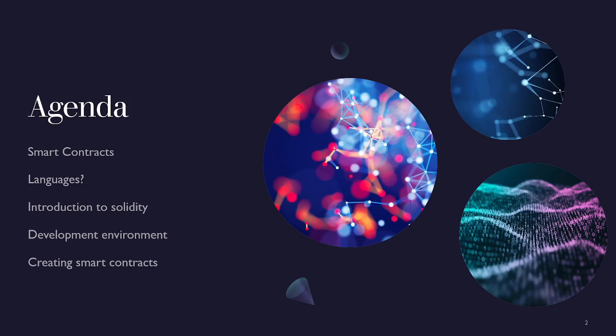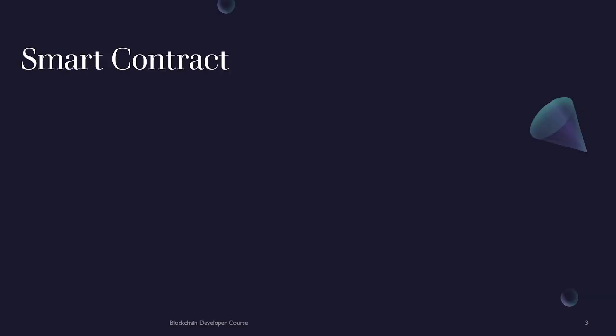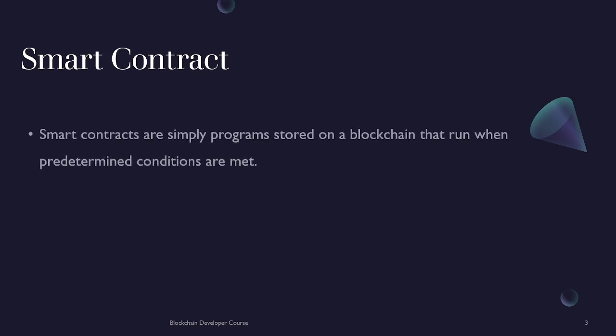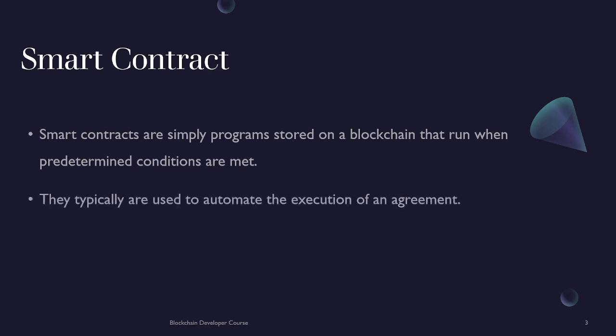So let's dive in. First of all, let's talk about smart contracts and what they are. Smart contracts are simply programs stored on the blockchain that run when predetermined conditions are met. So the question raised here is, why do we use these smart contracts? We use them to automate the execution of agreements on the blockchain, of course.